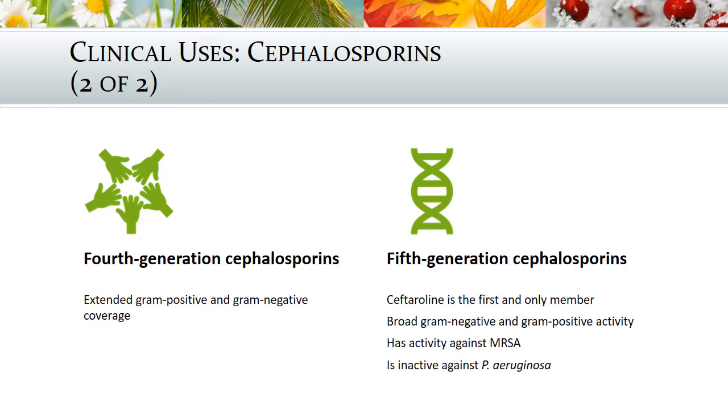And the latest or fifth generation of cephalosporins, of which ceftaroline is the first and only member, has a broad gram-negative and gram-positive use, as well as activity against MRSA. However, it doesn't work well against Pseudomonas aeruginosa.